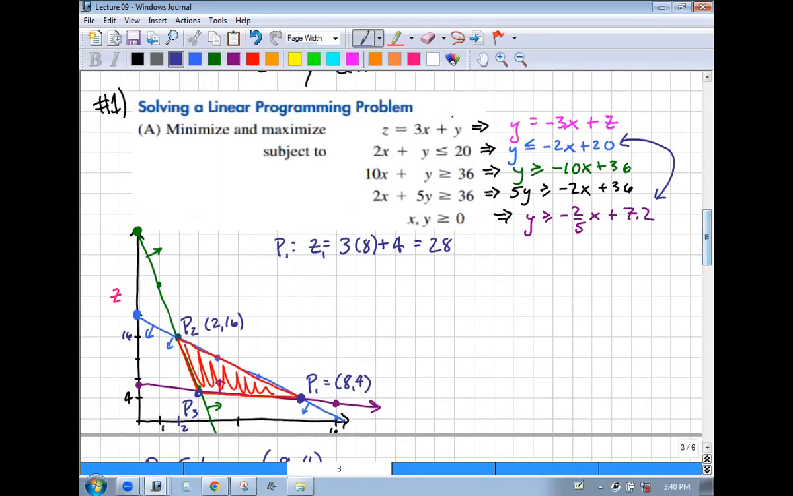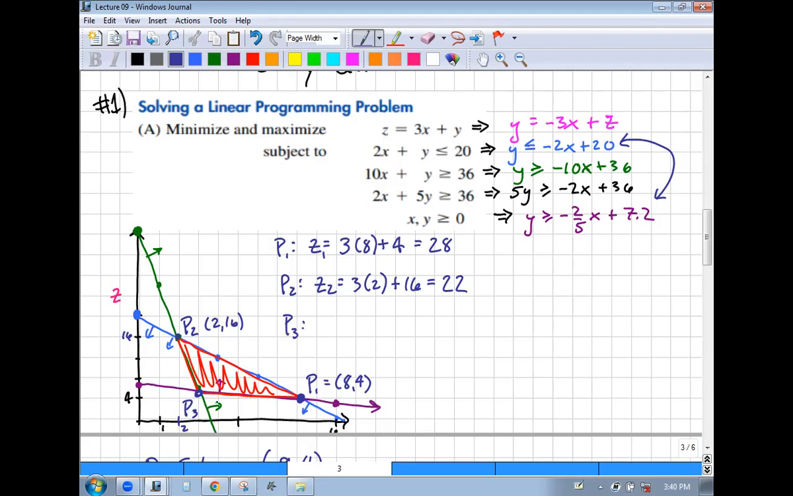So this is what we're trying to maximize. So for point 2, the z there is, let's see, we replace the x with 2, replace the y with 16. We got 16 plus 6, which is 22. All right. So obviously it's not a maximum because P1 produces a bigger value, right? Maybe this is a minimum. Okay, let's check P3 here.